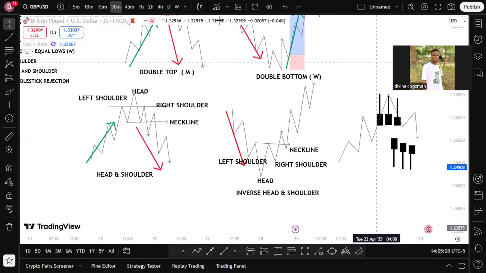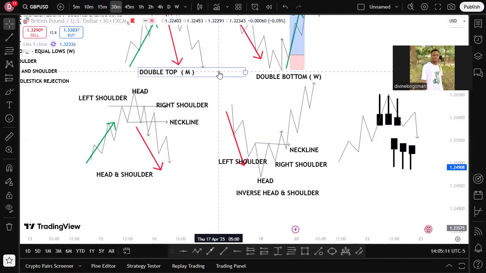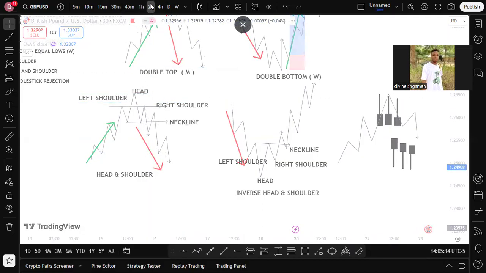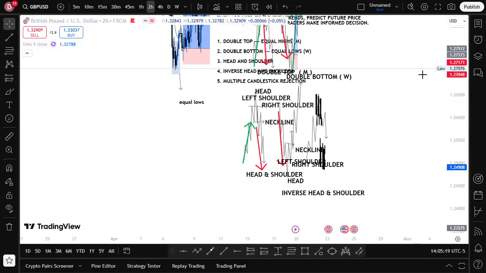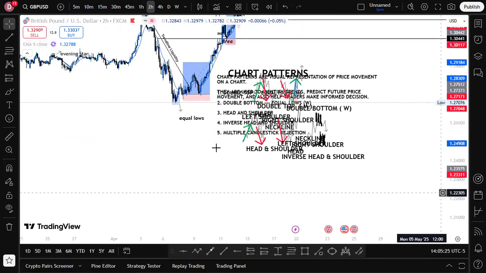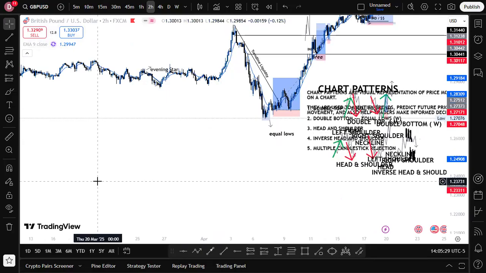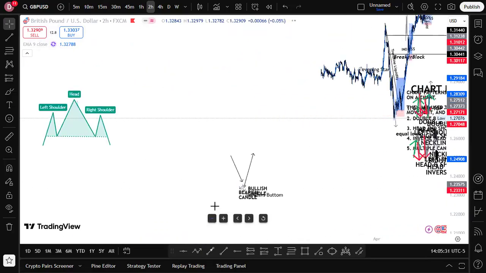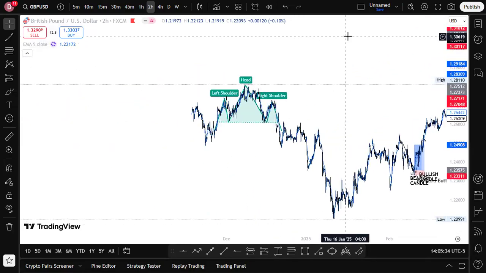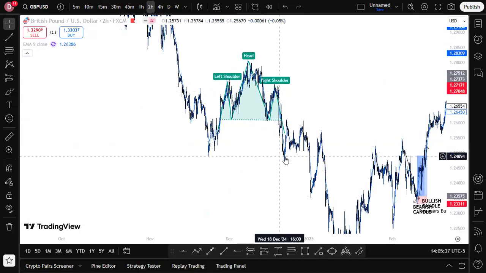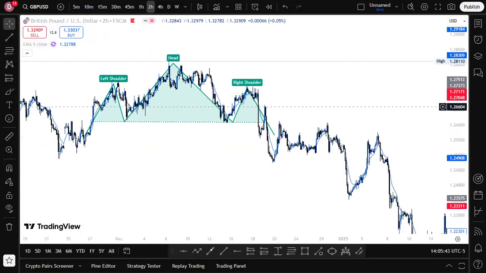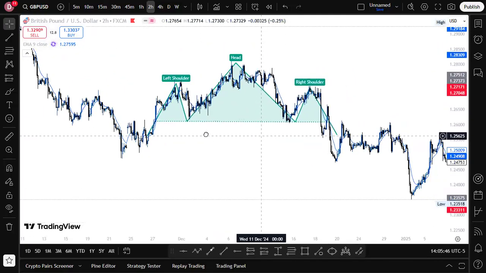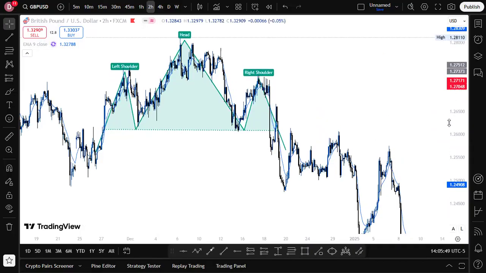So let's see the example of the head and shoulder, because I didn't talk about it in the last class. Let's see how the head and shoulder pattern looks like. I already gave a sign for it here. I was not able to cover it yesterday. So this is an example of a head and shoulder pattern.